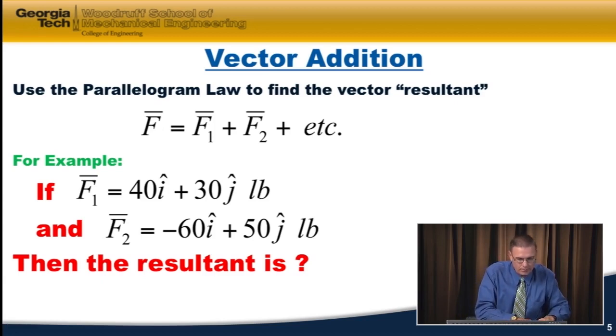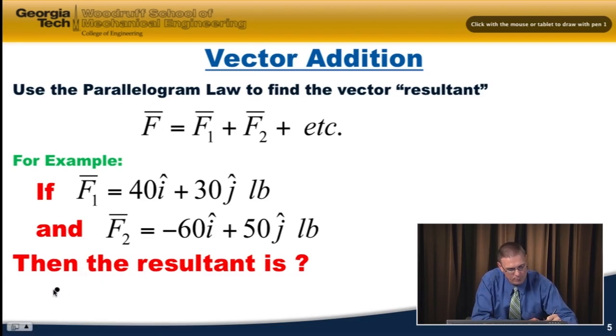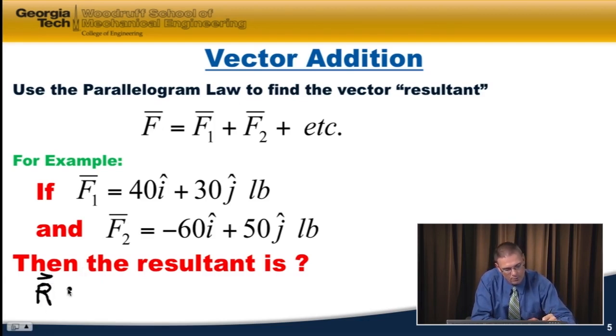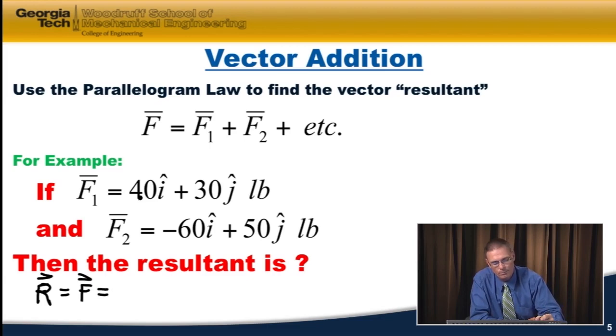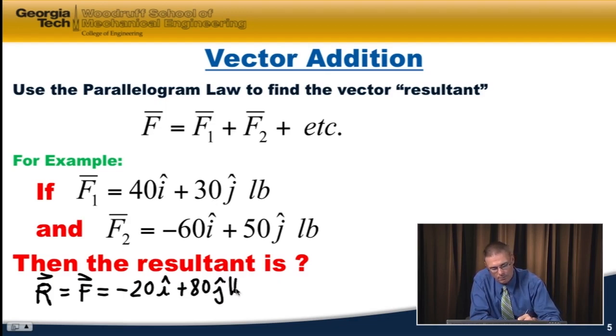Okay, let's go ahead and look at the resultant. Very simple to do. The resultant force, let's call it R for the resultant, or we could call it F. I mean, we can label it whatever we'd like, but the x component or the I component is 40 minus 60, or minus 20 in the I direction. And then we add the J components, and so 30 plus 50 is 80J pounds.